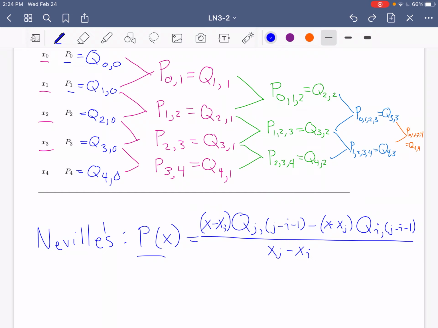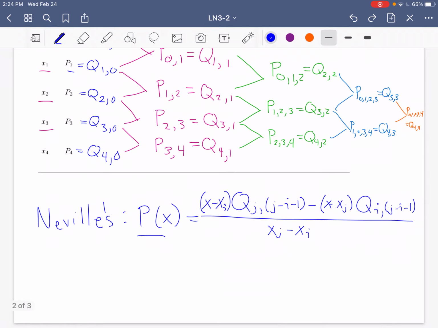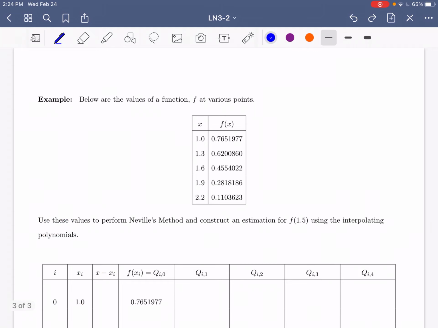However, we're not just going to build the new polynomial, we're going to build the new approximation. So we won't even see the new polynomial, we'll just see the new approximation we get if we add on another node, and then what happens if we add on another node, and then another node. So that's what we're going to do.